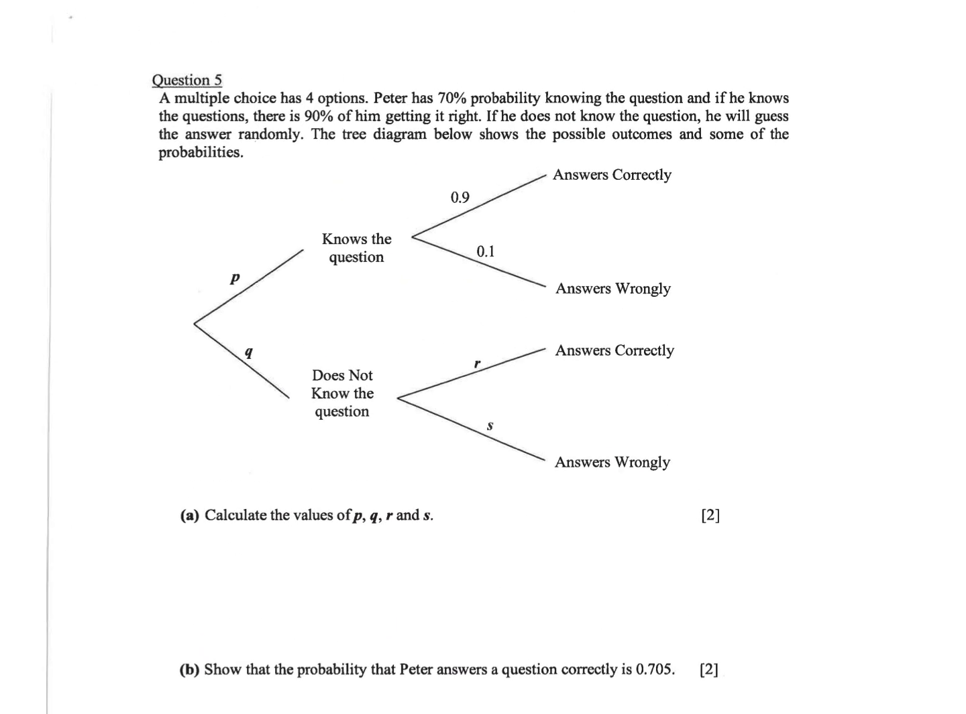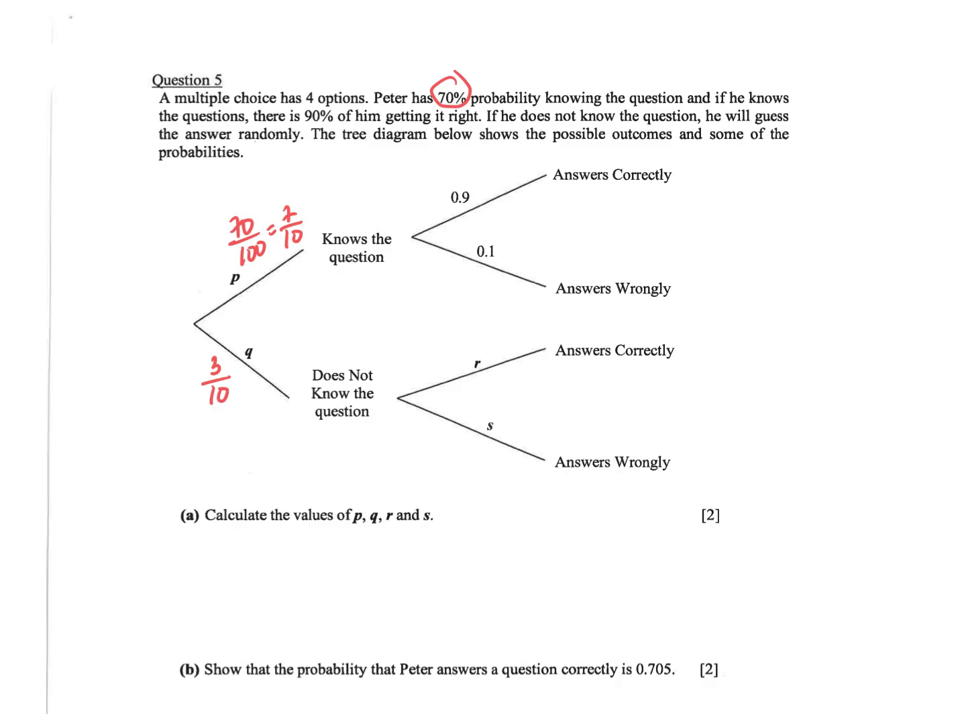Okay, this one. I have 4 options. Peter has 70% of knowing the question. So 70% is just 7 out of 10. So does not know the question means it's 3 out of 10. Then answer correctly is 0.9, answer wrongly is 0.1.